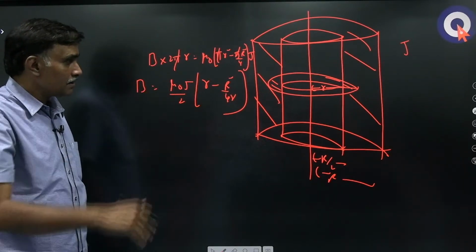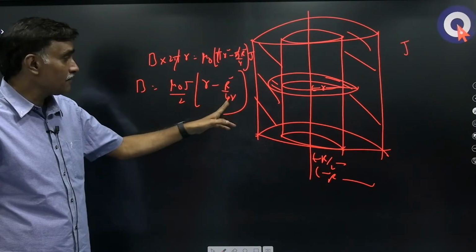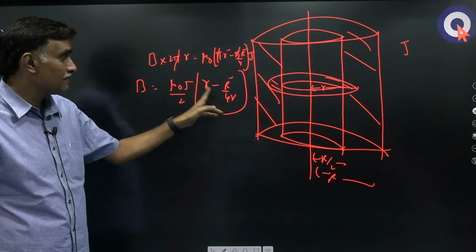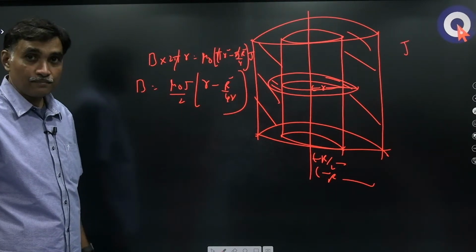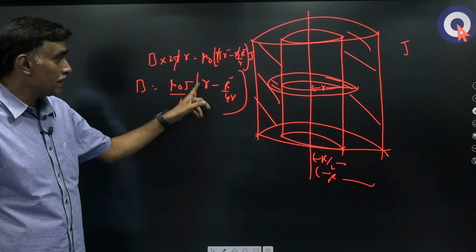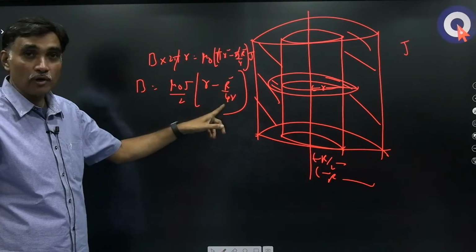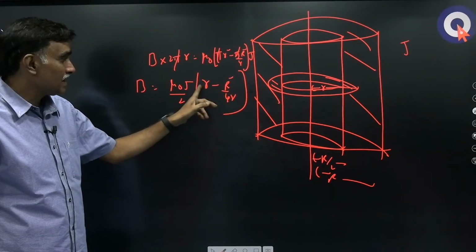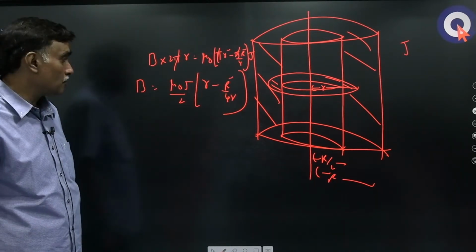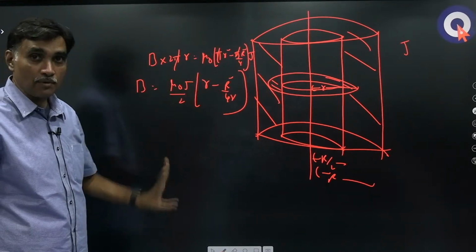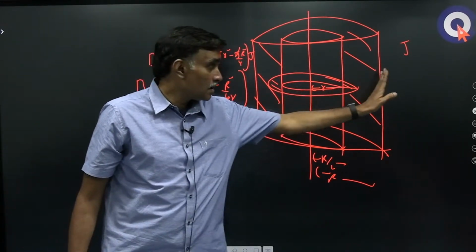Then from there, at small r equal to capital R, what is the magnetic field? You put small r equal to capital R here. Then what do you get? Capital R minus R by 4, that is 3R by 4. So mu naught J by 2 into 3R by 4 we will get, that is the magnetic field on the circumference.